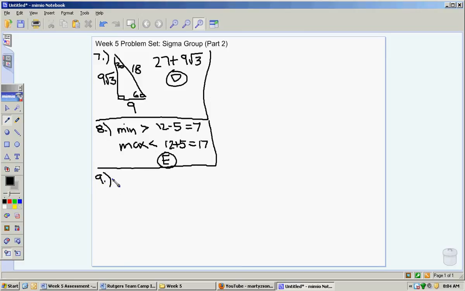Number 9, I'm going to try and draw this diagram for you. I'd like to say I'm getting better at these, but I'm just not. I'm not getting better at dealing with this tablet here.